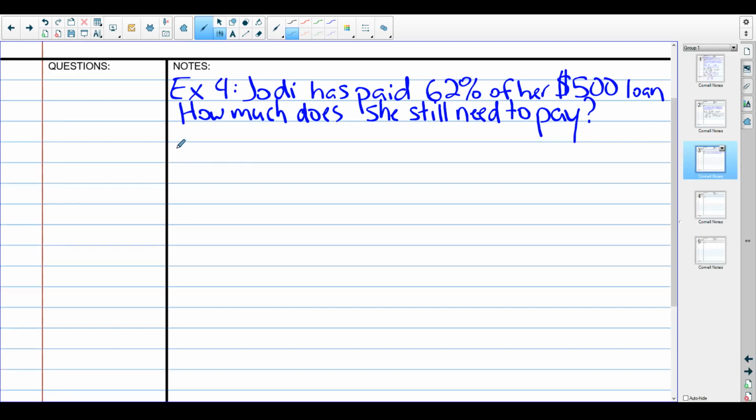So we can say, the question is, how much does she need to pay? So let's say our part is, or let's write part to whole first. Take this one step at a time. So let's say the part we care about is what she needs to pay. And the whole thing is her full loan. Okay. Write our proportion. Numbers on the left, percents on the right.